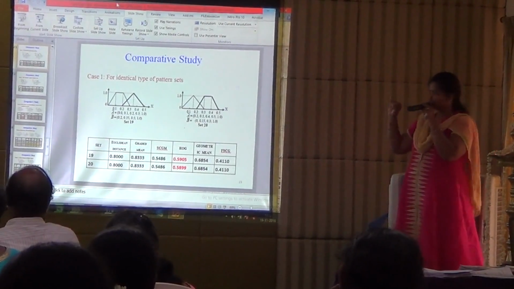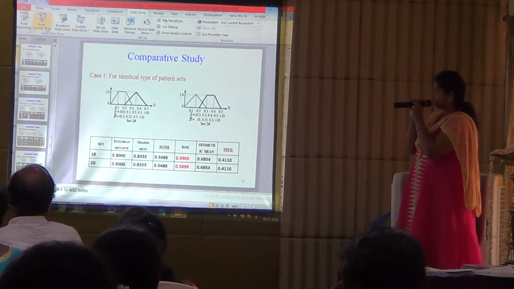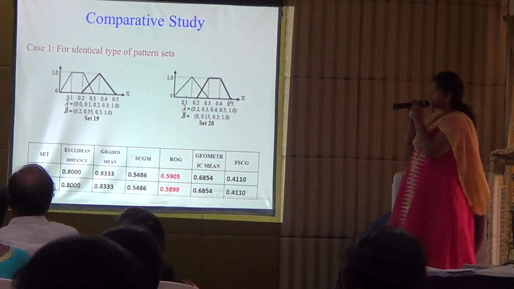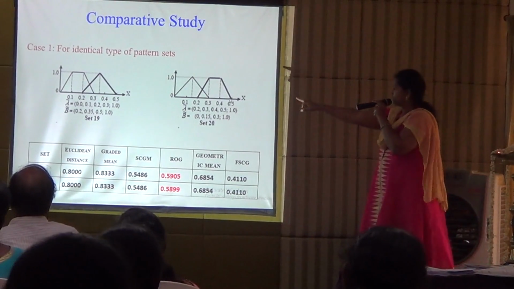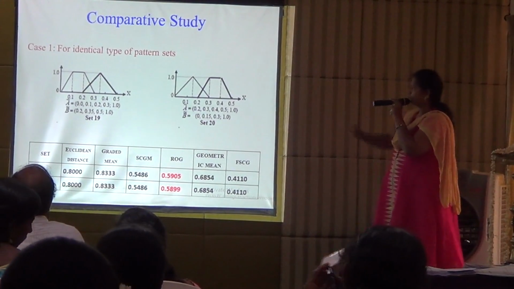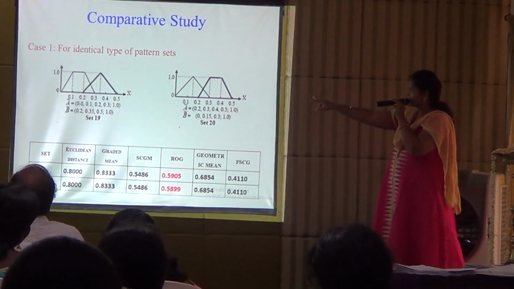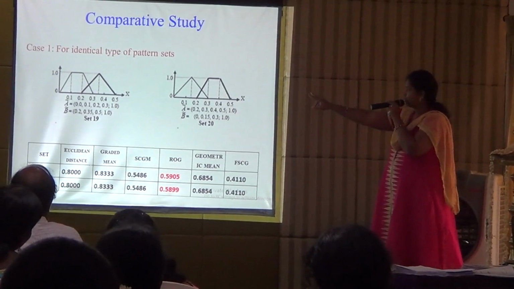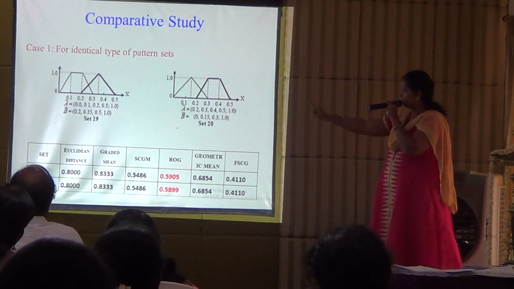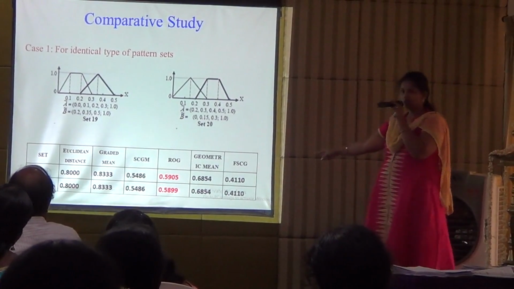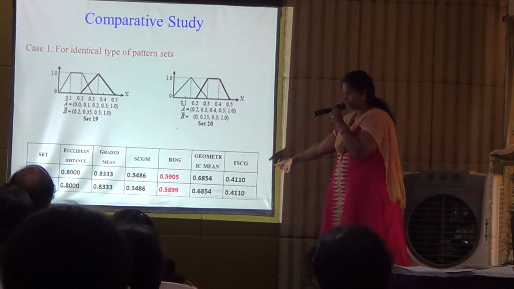The first case I have discussed is for identical type of pattern sets. See here, the two pattern sets are identical. How do you say that it is identical? When you find the difference of bases C. The two pattern sets are identical, the supports are equal. In such a case, the similarity value should be equal.